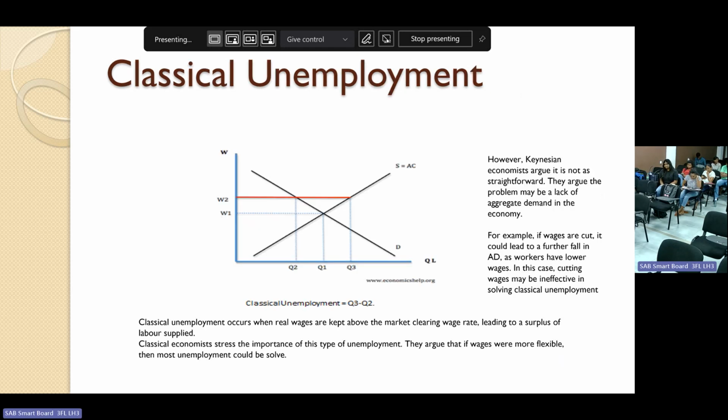Now, in the red line, you see a higher wage rate above the market rate. Labor demand and labor supply, those are the labor market forces, determine the wage rate. But if the government fixes minimum wages clearly above the market rate, that creates unemployment. That is the classical unemployment. Okay.